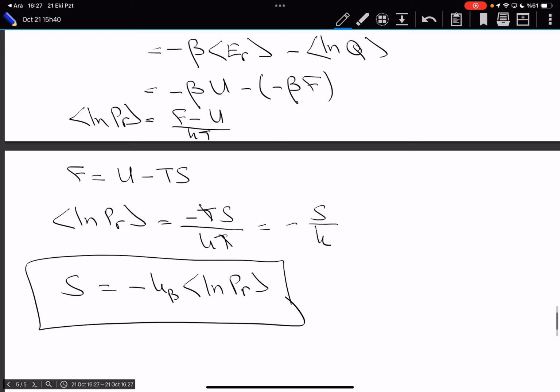Well, this is what I had stated before, saying that this is just the general definition of entropy. Here, I didn't make that identification a priori, but at the end of my computation, this is what I obtained as the expression of the entropy. This is minus k_B times the sum of P of R logarithm of P of R.